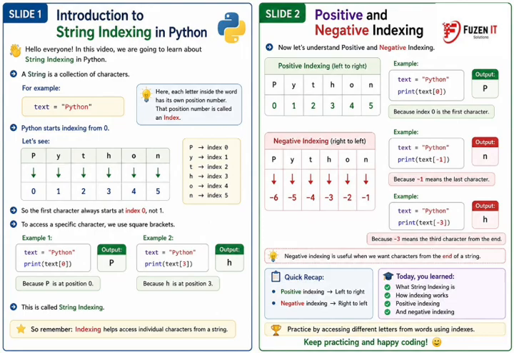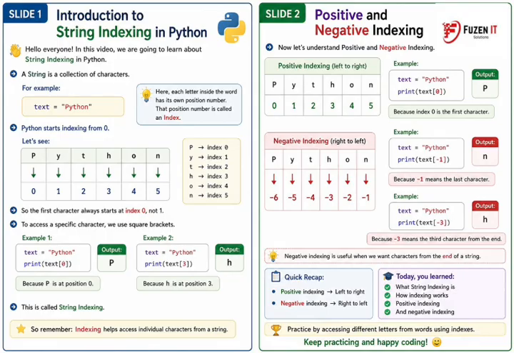Let's see, for example, Python: P is equal to index 0, y is 1, t is equal to 2, h is equal to 3, o is equal to 4, and n is equal to 5. These are the indexing numbers for the Python string. So the first character always starts at index 0, not from 1.